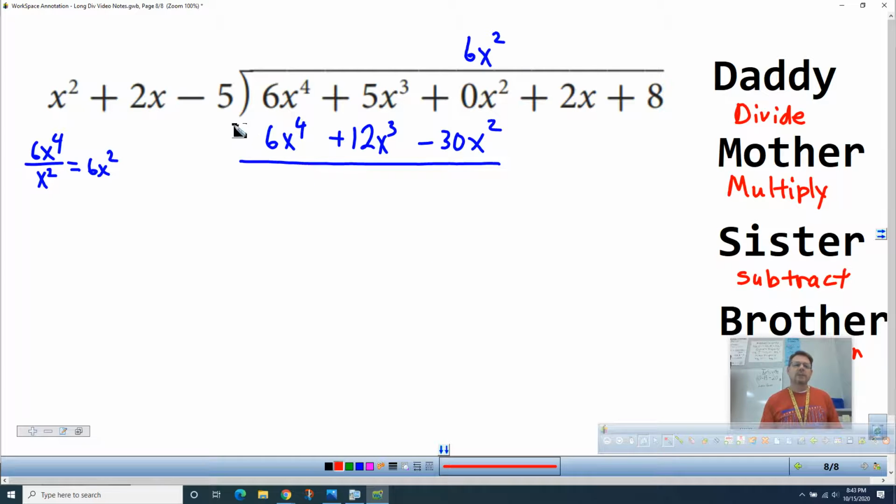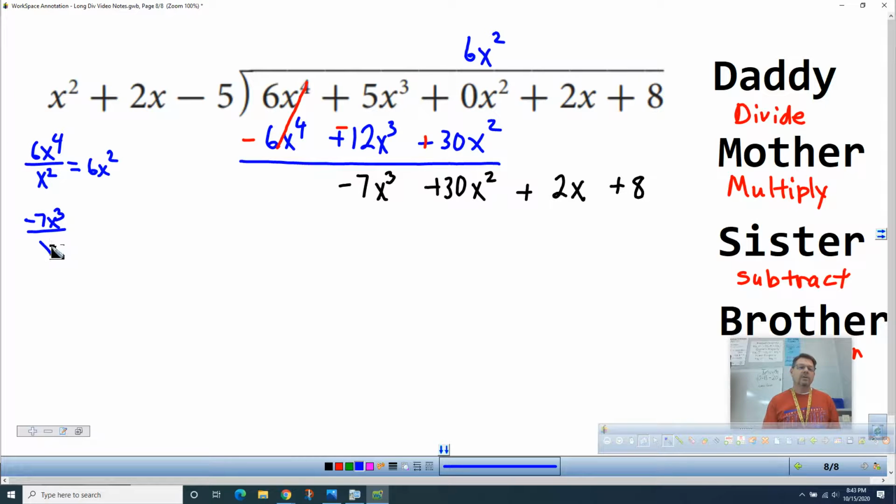Now we're ready for sister subtract, which is going to make us subtract everything. So a double negative would end up being plus, right? This cancels out. That brings me to negative 7x cubed plus 30x squared plus 2x plus 8. Bringing those guys down. Okay, do some daddy divide here. So negative 7x to the third over x squared.